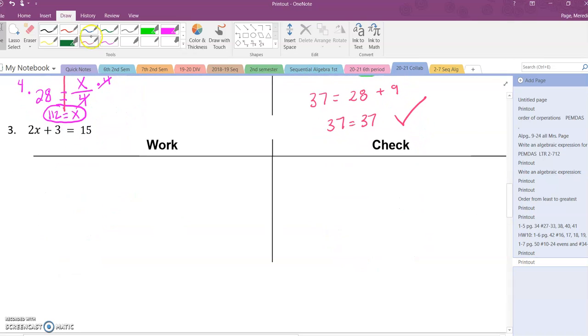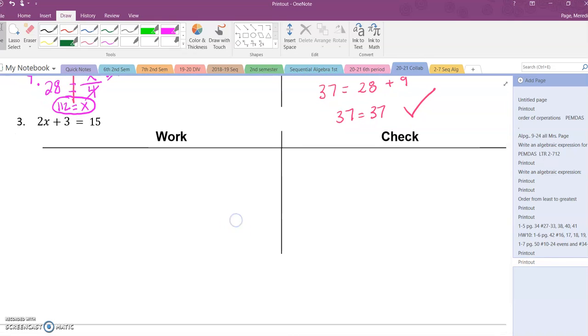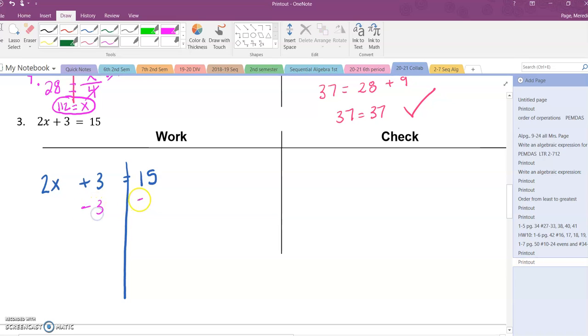Okay, next example. Number 3. I have my line down the equal sign. So, first things first, I want to add or subtract to isolate the variable term. So my variable term is 2x. So how do I isolate that or get it by itself? Well, I got to get rid of that positive 3. The opposite of plus 3 is a negative. Those 3's cancel.